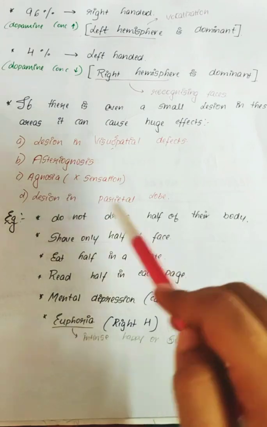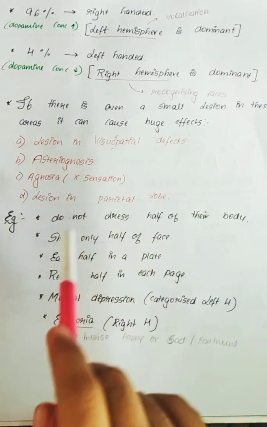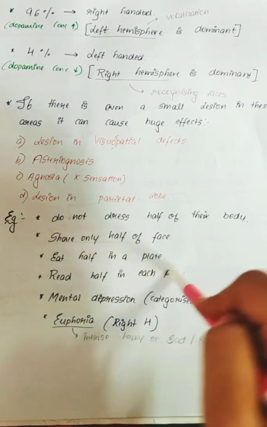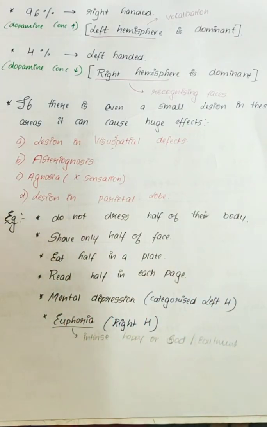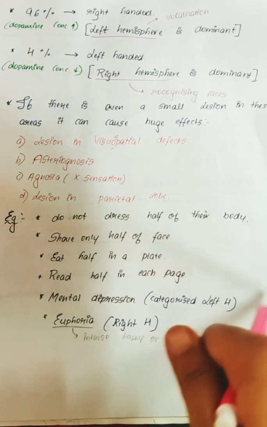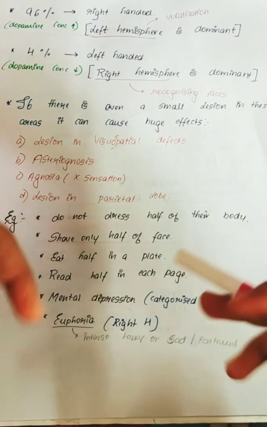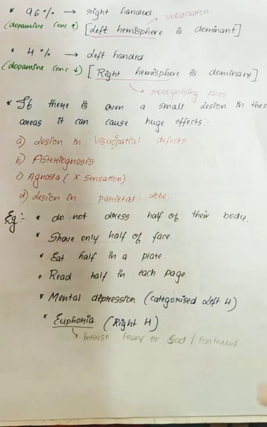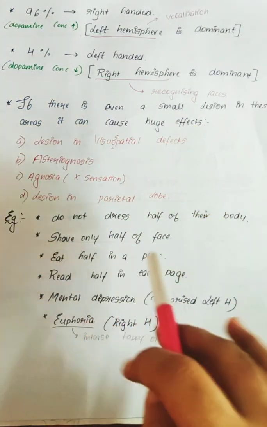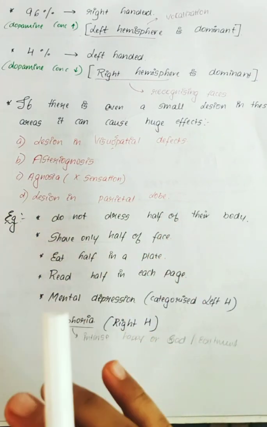They do not dress half of their body, only one side, or shave only half of the face, eat only half of the plate, or read half of each page. They might go into mental depression, sadness. In the categorized, that is left hemisphere, you can see mental depression. In the right hemisphere you can see euphoria. It means intense feeling: you are very happy, sad, or full of excitement. So in the left hemisphere you mainly see mental depression if there is a lesion, and in the right hemisphere you see euphoria.